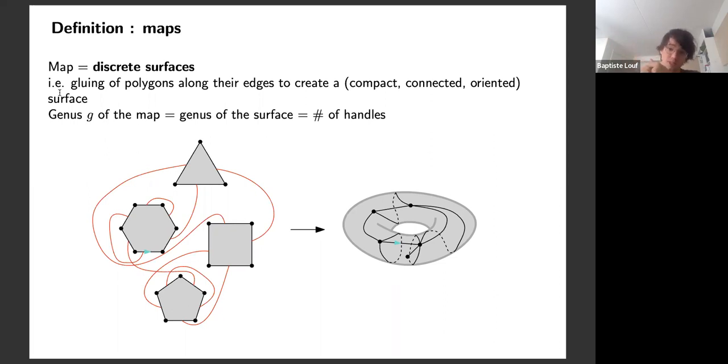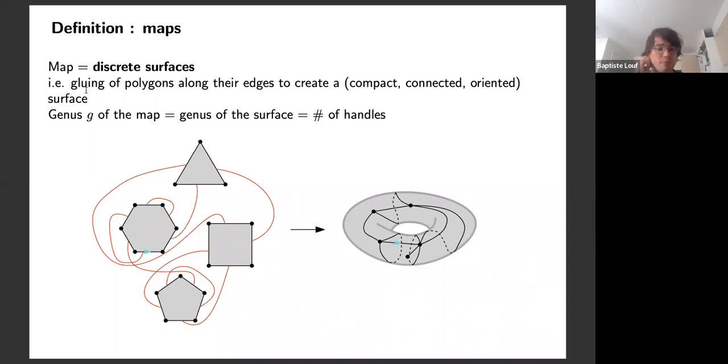The surface has to be, in this talk, compact, connected, and oriented. Everything is combinatorial, so it's all up to orientation-preserving homeomorphism, which means for me a triangle is a triangle: all the triangles are the same, all the rectangles are the same, and so forth. In particular, given a set of polygons, there is a finite number of ways to create a map, a finite number of different maps that you can create out of these polygons.